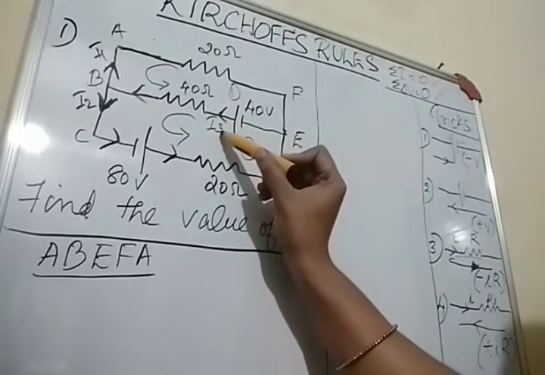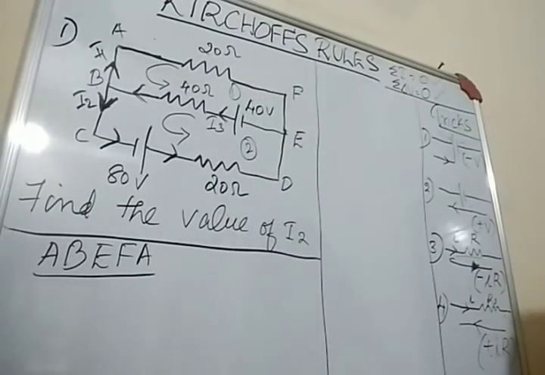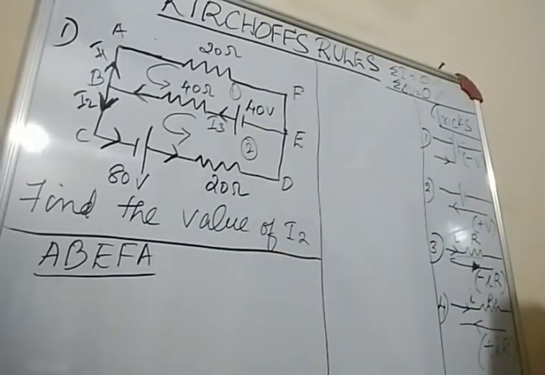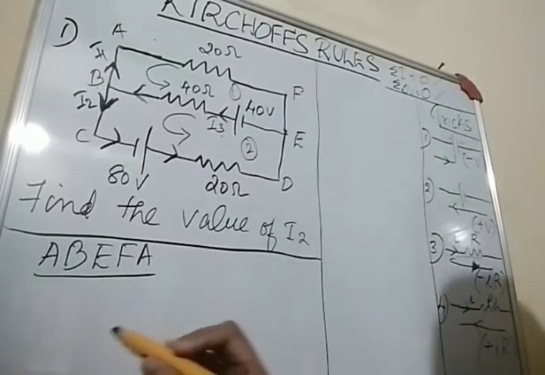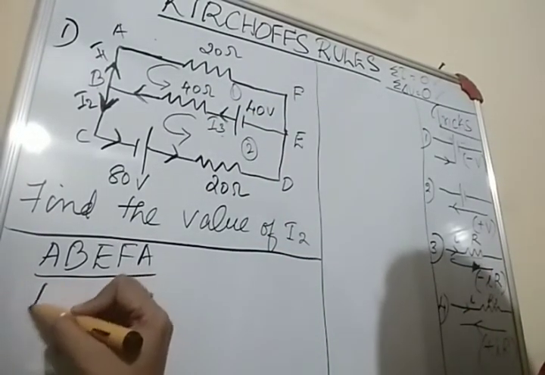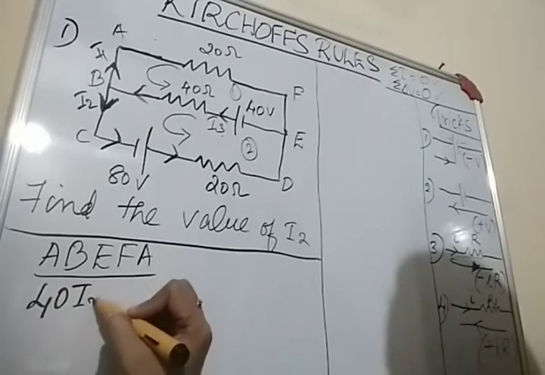I3 is the current flowing through 40 ohm. So when current flows through a resistor, there will be a potential drop. And what will be the potential drop? It will be IR. That means I3 into, what is the resistance? 40. So the potential drop here will be 40 into I3.